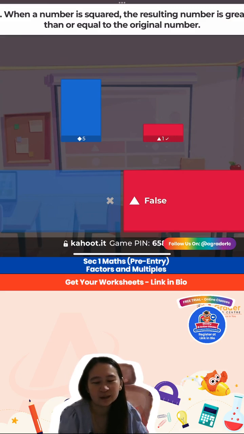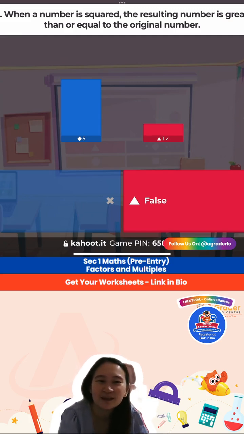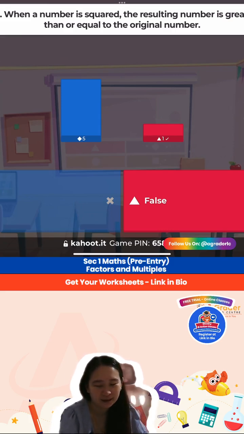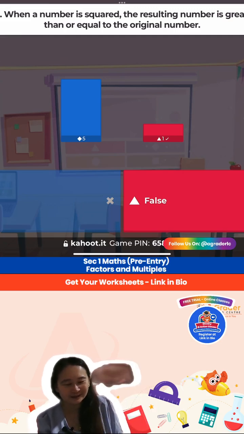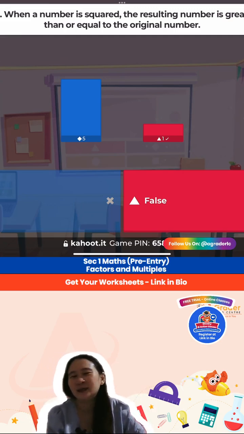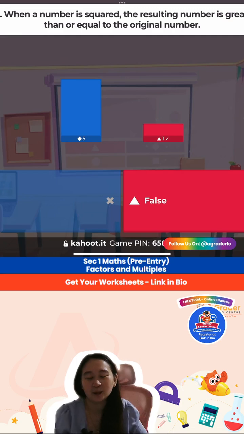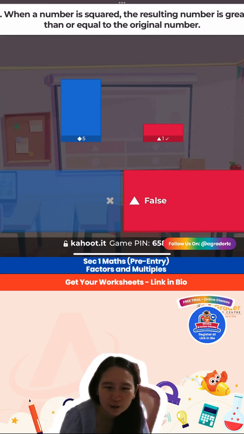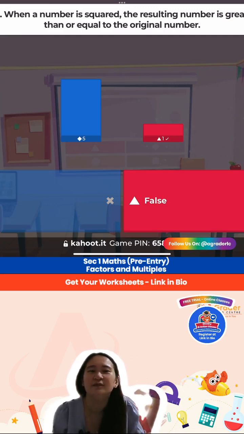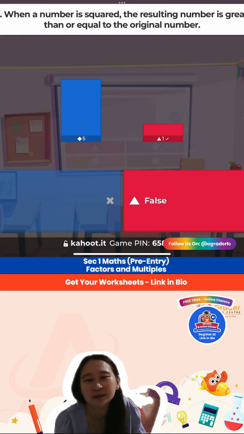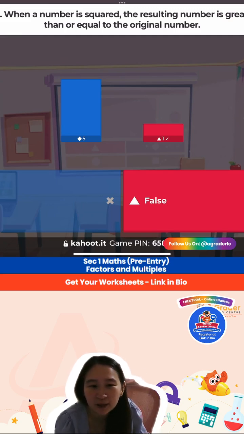So when a number is squared, the resulting number is greater than or equal to the original number. Those on the podium, remember to screenshot, okay? One person got it right. Why is that not so? Why can it be smaller than the original number? Actually, y'all should have learned this in primary math. Let's say you think half times half. Do you get an answer that is smaller than half?